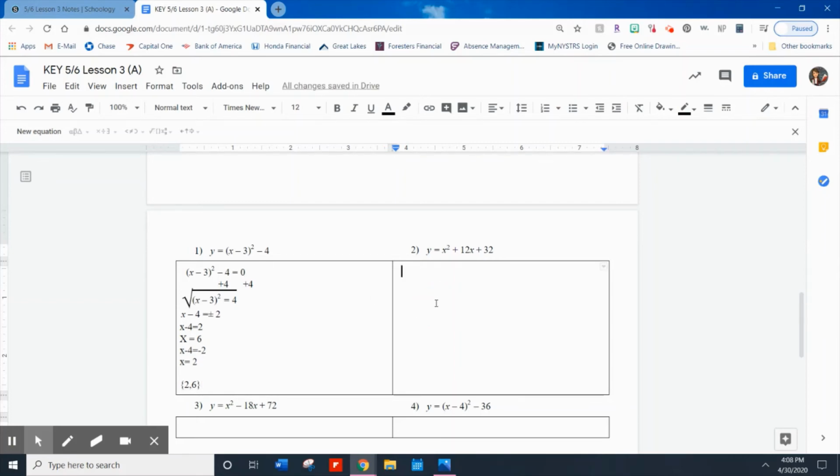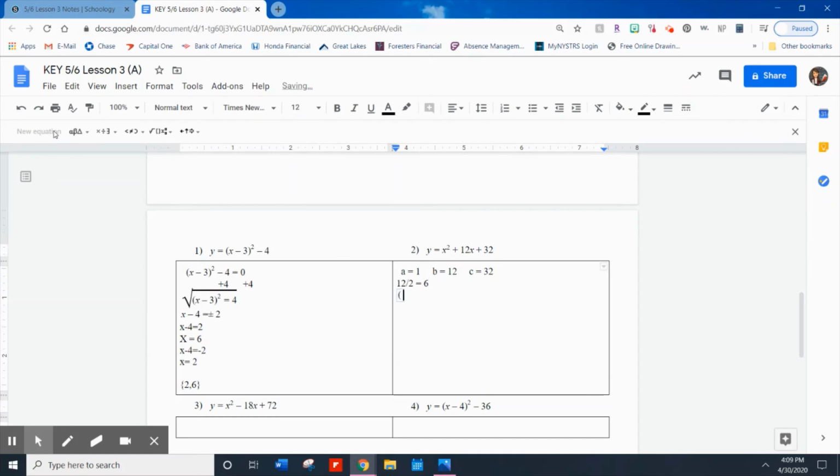All right, taking a look at number 2, we have x squared plus 12x plus 32. Hopefully you notice this is not in vertex form. So if you need to refer back to your notes from lesson 2, do that. We have to complete the square. So what we're going to do is first identify our a, b, and c values. A is 1, b is 12, and c is 32. Our second step is to take our b term and divide it by 2. We get 6.